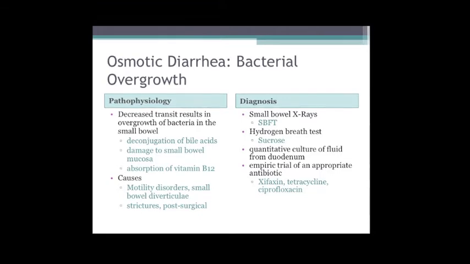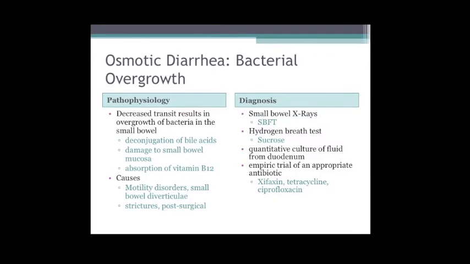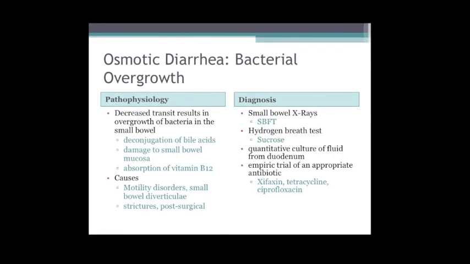Diagnosis: you can do a breath test to look for bacterial overgrowth. Small bowel x-rays may help define an anatomic lesion that's causing that. You can culture the fluid from the duodenum, but probably the best test is going to be a hydrogen breath test for bacterial overgrowth, or you could do an empiric trial of an appropriate antibiotic.